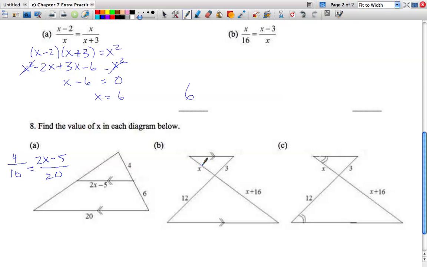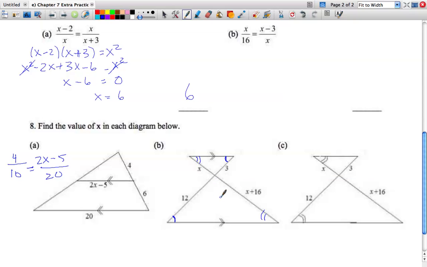This one we have to be a little bit careful because we know that this angle matches up with this angle. This angle matches up with this angle. So we sort of have to be careful. So these two are similar by angle-angle similarity.